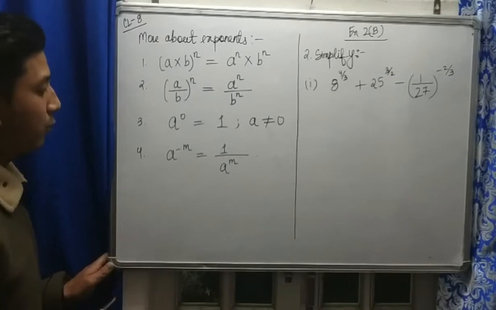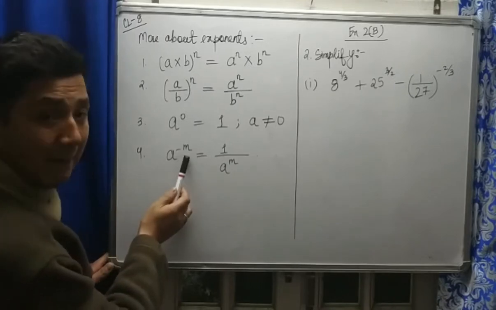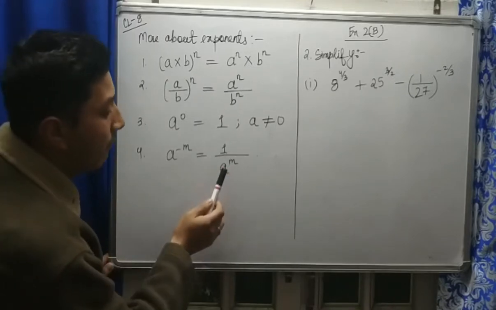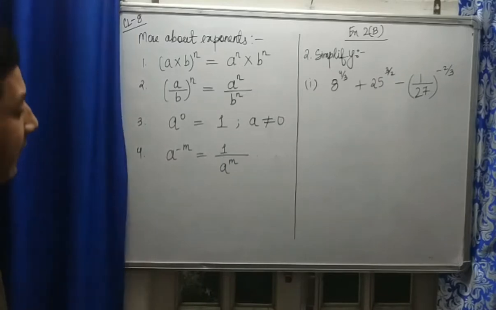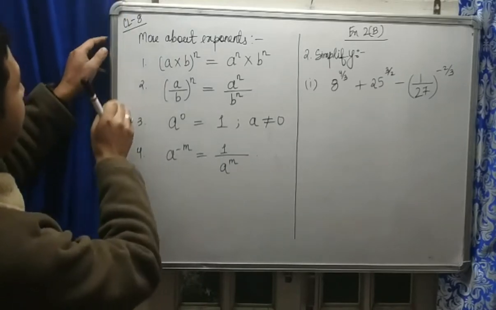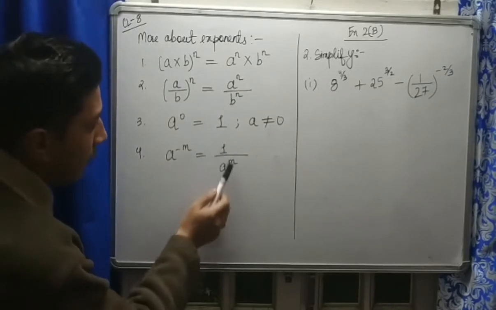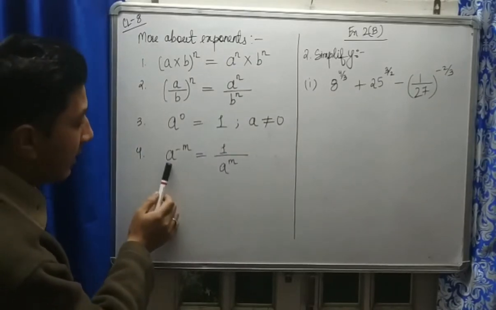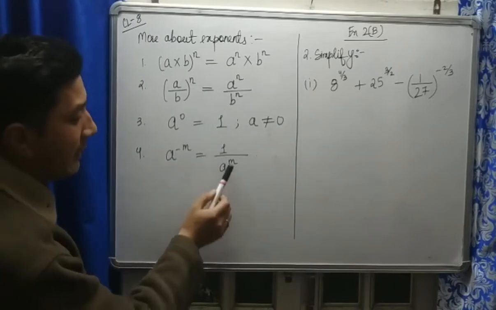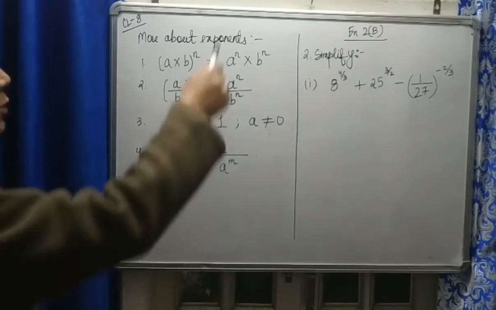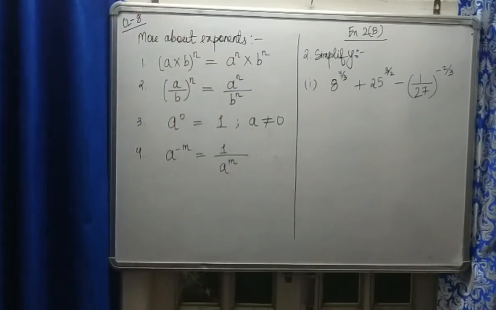And the fourth one, a to the power minus m is always equal to 1 by a to the power m. If I need to make the power positive, what I'll do is drop it down to the denominator. A to the power minus m becomes 1 by a to the power m. So note down these formulas again, and we will be starting with question number 2.